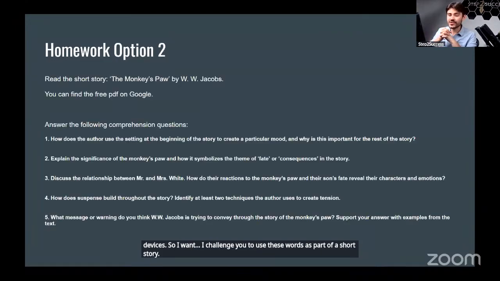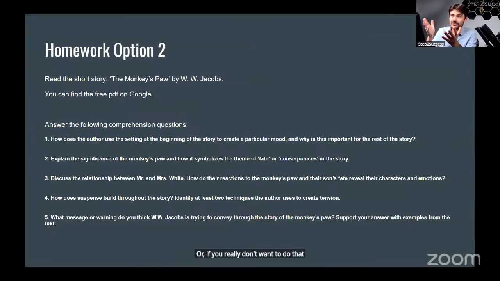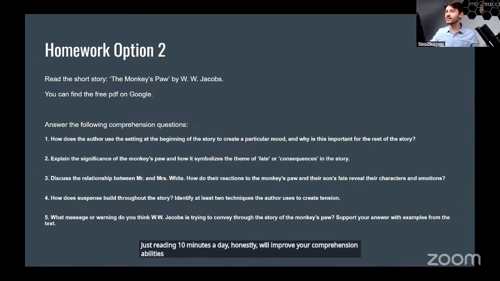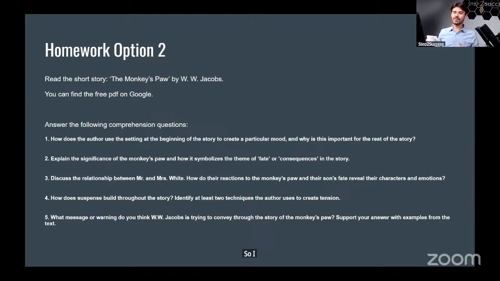Or if you really don't want to do that, read a short story. I think it would really be beneficial for improving your English skills to read. Just reading 10 minutes a day, honestly, will improve your comprehension abilities massively. You'll learn so many new words. You'll feel so much more confident in terms of speaking. So I really, really recommend reading.